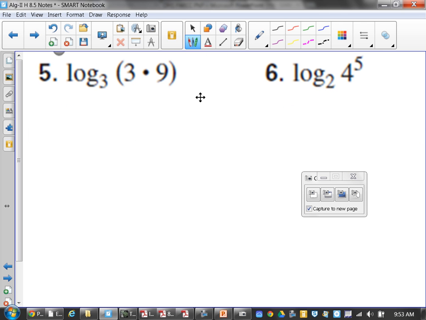So let's take a look at what you can do here. So we have log base 3 of the quantity 3 times 9. That tells me that I can split this into two separate logs. Do you agree? Yes. Okay. So if I split this into two separate logs, I have the log base 3 of 3 plus the log base 3 of 9. What's log base 3 of 3? 1.